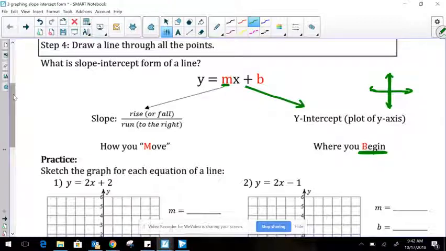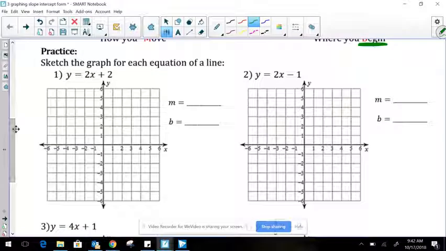So let's start with graph number 1 here. Looking at my equation, I have 2x plus 2. I'm going to write my slope-intercept form right underneath it, so you can see it. This 2 is my b. That's my y-intercept. That's where my graph is going to begin. So I'm going to write my 2 on the line. And then, or let's plot this right now.